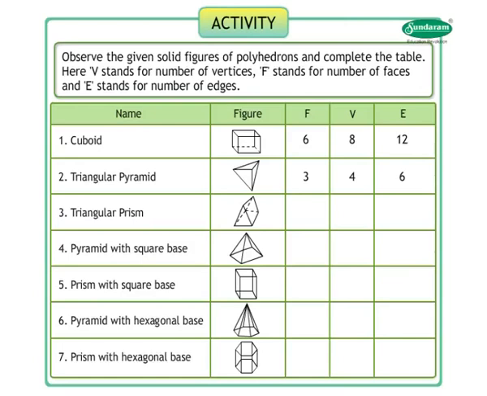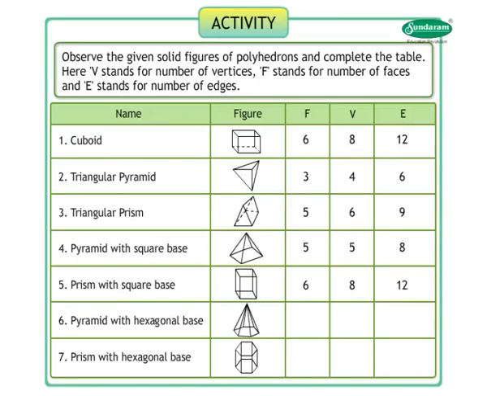Number 3. In triangular prism, it has 5 faces, 6 vertices, and 9 edges. Number 4. In pyramid with square base, it has 5 faces, 5 vertices, and 8 edges. Number 5. In prism with square base, it has 6 faces, 8 vertices, and 12 edges.